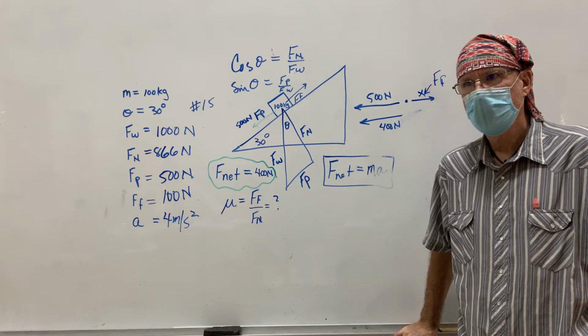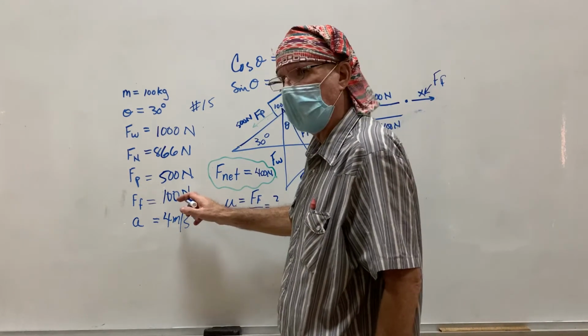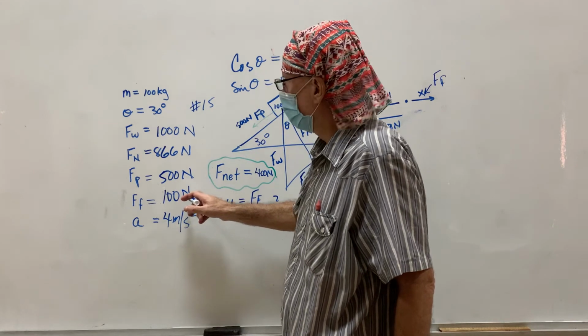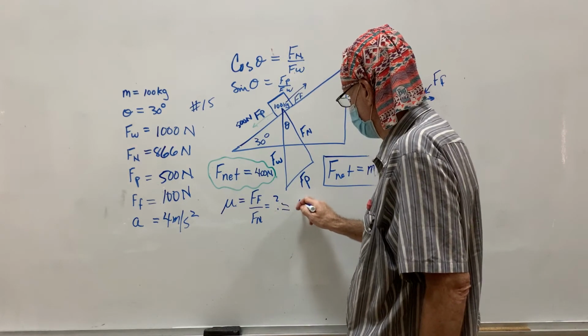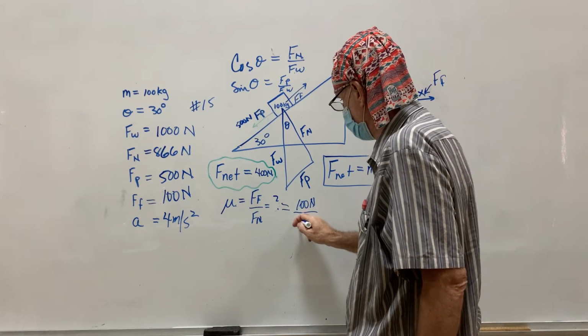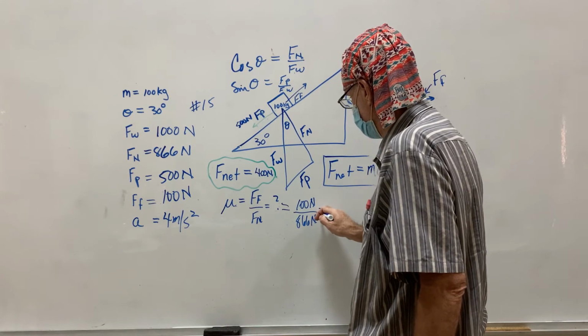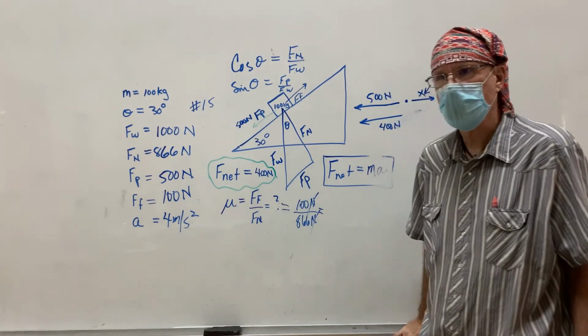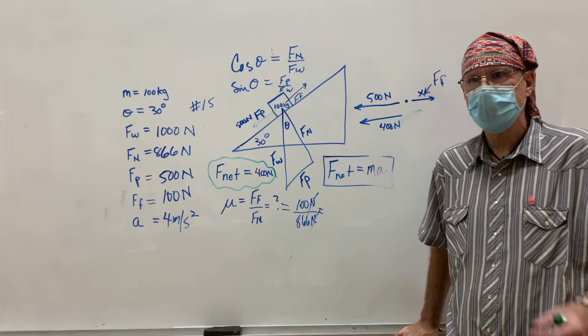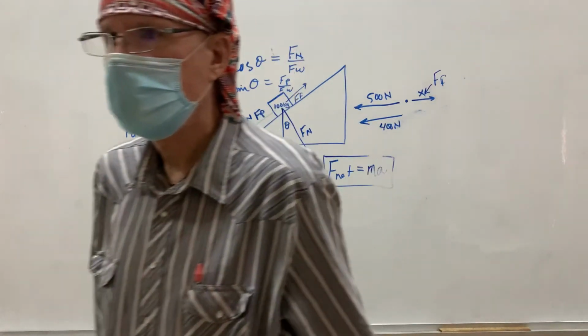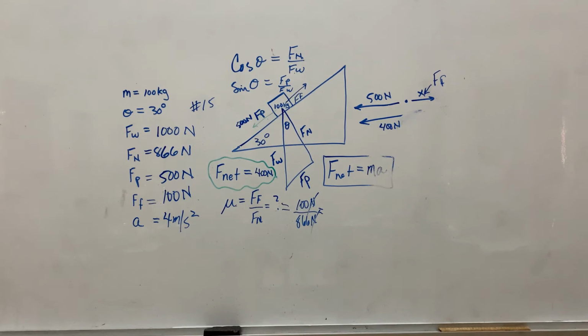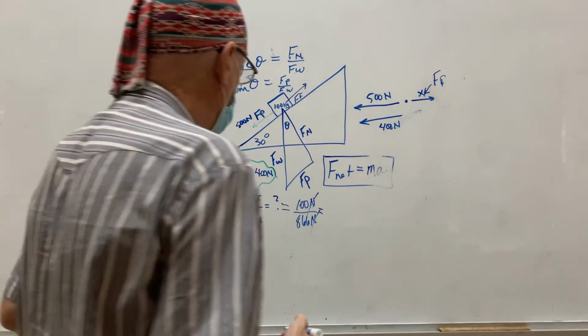You see that? If the friction is 100 and Fn is 866, what's 100 divided by 866? 1.15, times 10 to the negative 1. Yeah, 0.115.